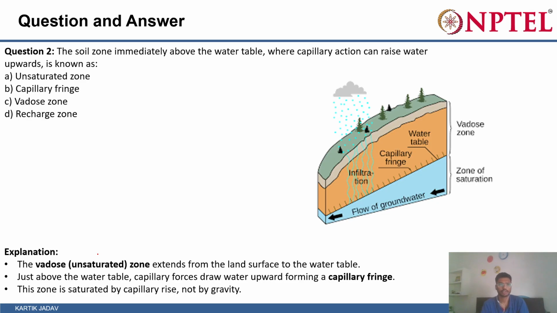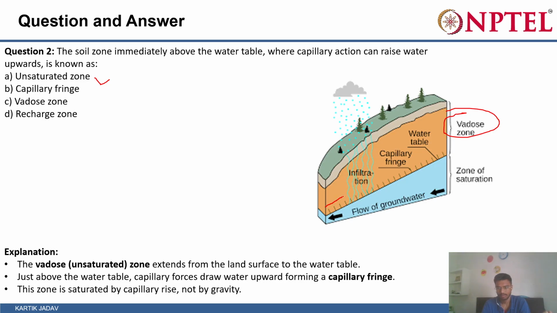Question number two. The soil zone immediately above the water table where capillary action can rise water is known as the unsaturated zone. The unsaturated zone is also known as the vadose zone, right? It does not have much water content, and if it has water content, it is only due to either irrigation or rainfall or precipitation. Capillary fringe is the correct answer. So capillary fringe is the soil zone immediately above the water table.